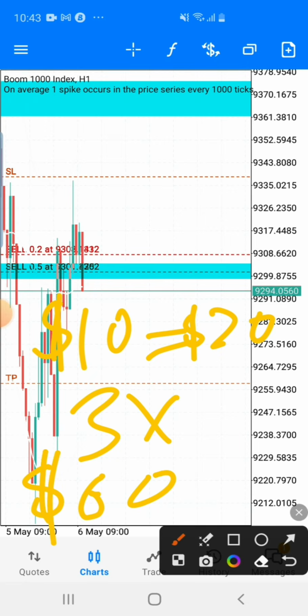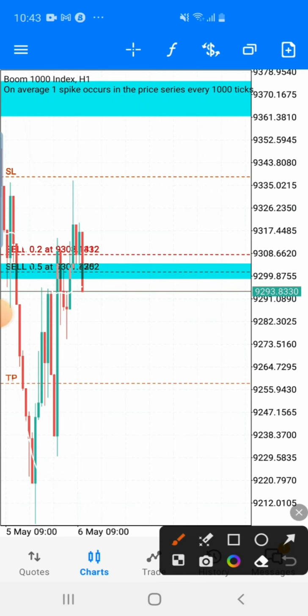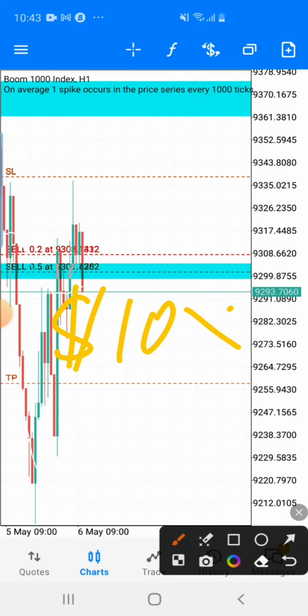So when you add the $60 to your balance, which is 50 plus 60, it gives you about $110. So you have flipped the account, doubled the account, and even made extra money. Then, maybe you are risking 10%, let's say you are risking $10 on a $50 account. Let's say the trade went bad and you lost $10, you still have $40 to trade with.